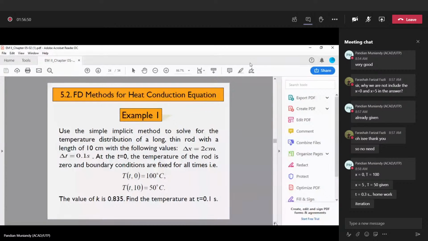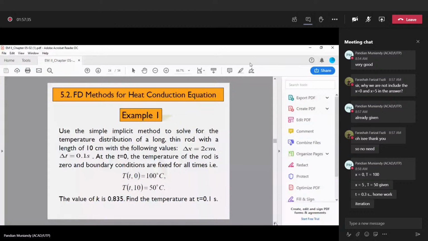So use the simple implicit method to solve for the temperature distribution of a long thin rod with a length of 10 cm with the following values. Del x 2 cm, del t 0.1 second. At time 0, the temperature of the rod is 0. And boundary conditions are fixed for all times. That means the temperature at x 0 is 100 degrees Celsius. Temperature at x 10 cm, 50 degrees Celsius. The value of K is 0.835. Find the temperature at T 0.1, so using the simple implicit method.